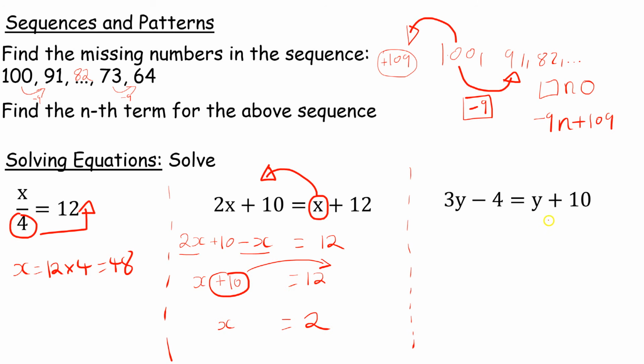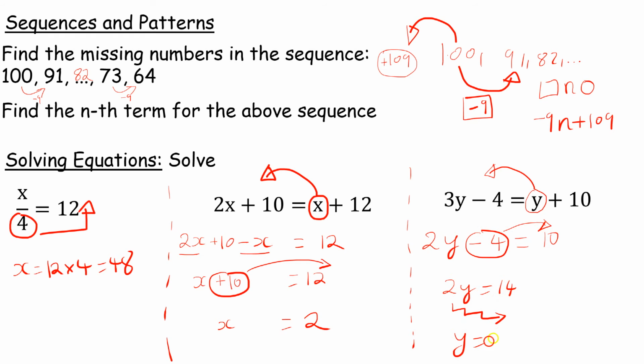In my last example, it's the same sort of thing. There are more y's on the left, so I'm going to take the plus y on the right over to the left to become a minus. So 3y take away 1y is 2y. We have 2y take away 4 equals 10. We take the minus 4 over to become a plus 4, so 2y equals 14. We take the 2 down the escalator to become a divide, so y is 14 divided by 2, which is 7.